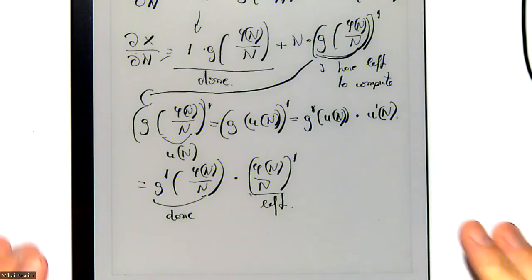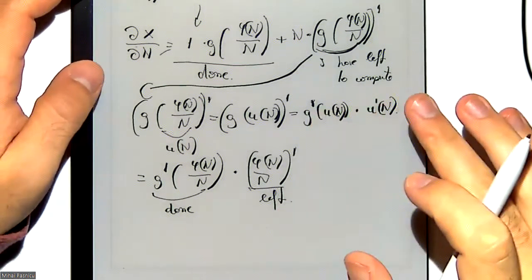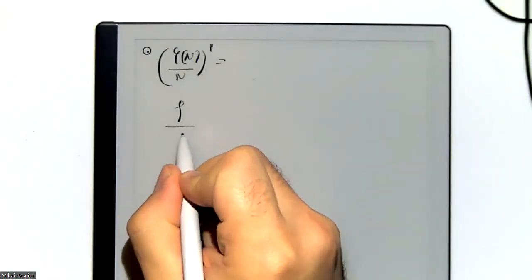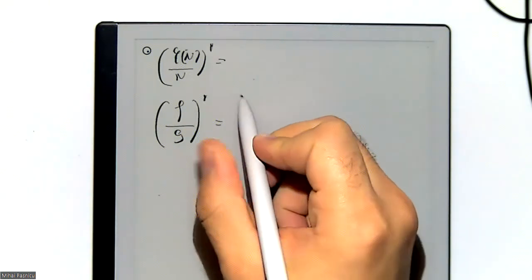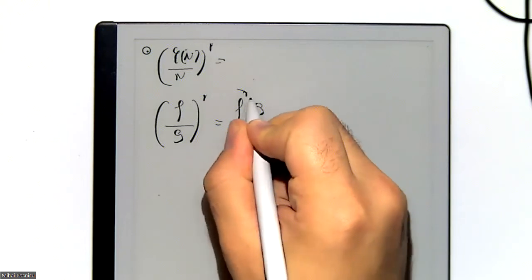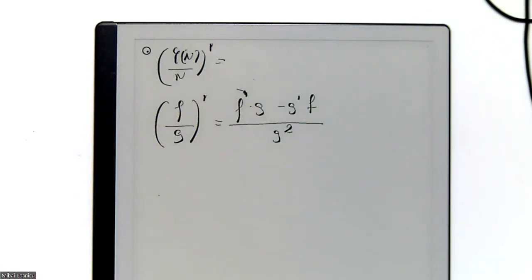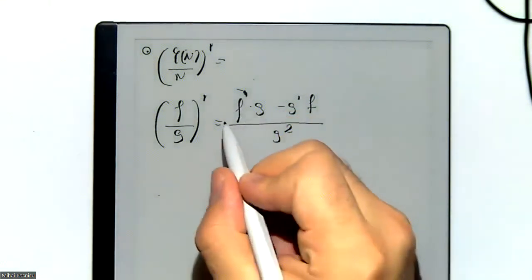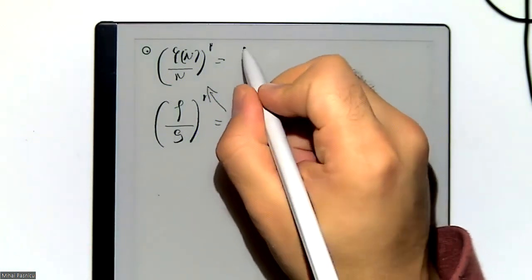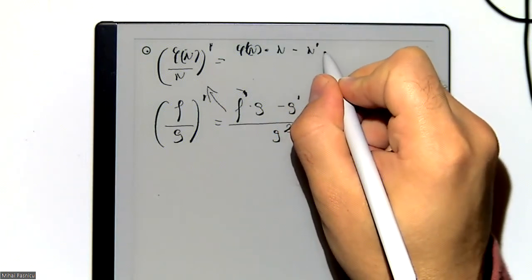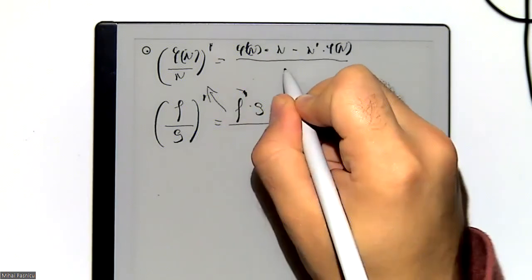Now I'm just going to apply the quotient rule to that. So let's move on to the next page. I get phi of n over n prime. What is this equal to? I just said I'm going to apply the quotient rule, which goes something like f over g, everything prime, is f prime times g minus g prime times f over g squared. Is this actually right? Yeah, I think it is. Looks like it, right? Okay, cool. So I'm going to apply this formula, the quotient rule, and I get phi prime of n times n minus n prime times phi of n over n squared.